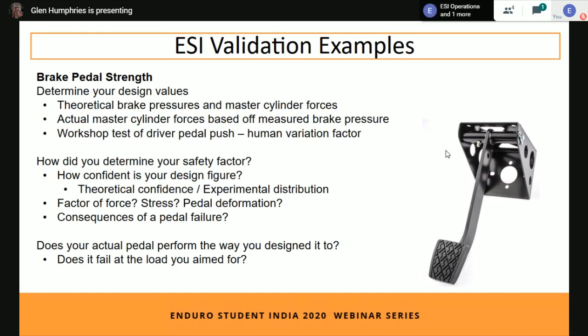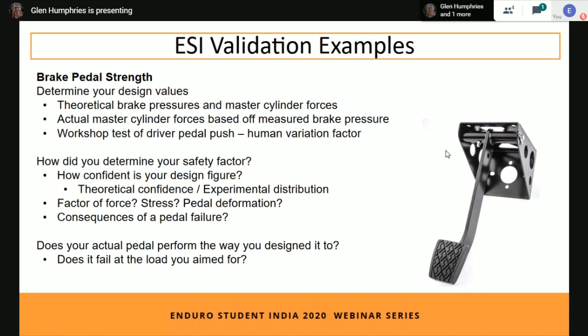All right, safety factor, how did you determine it? Your theoretical values. Are you confident in your brake pressures, either your theoretical or your measured pressures, and how well that transfers across to the force on the pedal and therefore the strength of the pedal? If you did experiments, how consistent were your drivers? How consistent was even one driver?